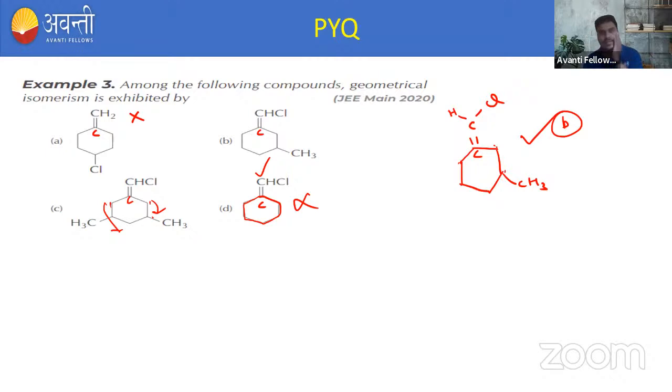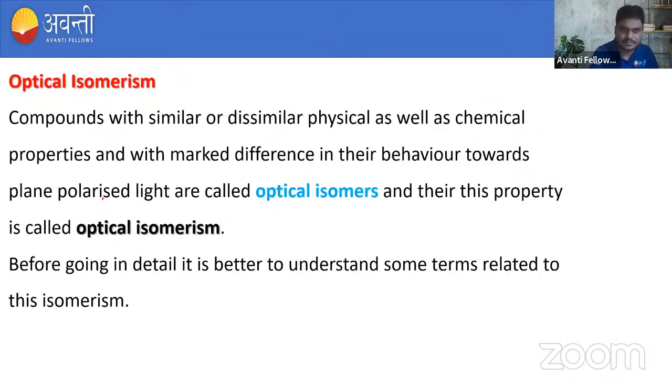Either in the first carbon we have H and Cl, and if you compare this carbon, then also we have different groups, like 1 and 2. In 2 we have a methyl group, but if you move from here, 1 and 2, you do not have any methyl group, so these two have different groups, right? So we can say that this will show geometrical isomerism because it fulfills the criteria for geometrical isomerism.